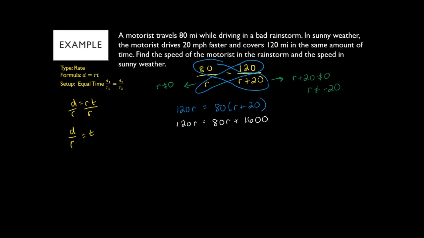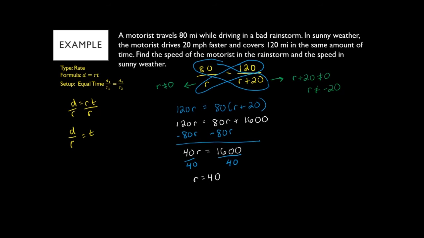So I'm solving for R. So I'm going to subtract the 80R from both sides. So 120 minus 80 is 40. So we get 40R equals 1600. And then I'm going to divide both sides by 40. And I get 40.